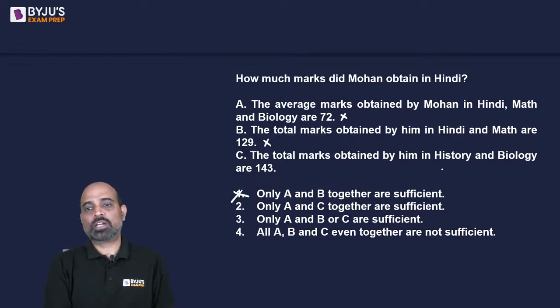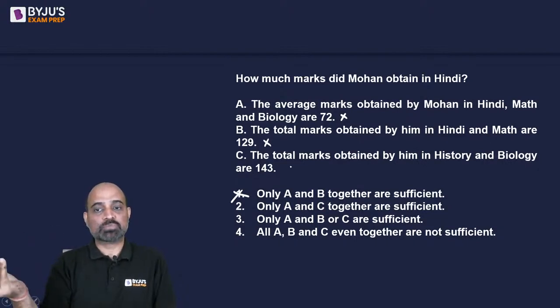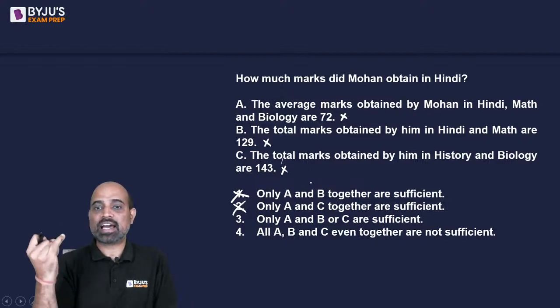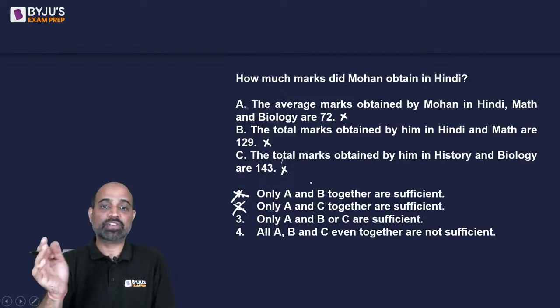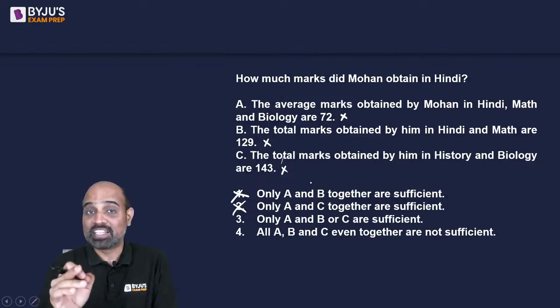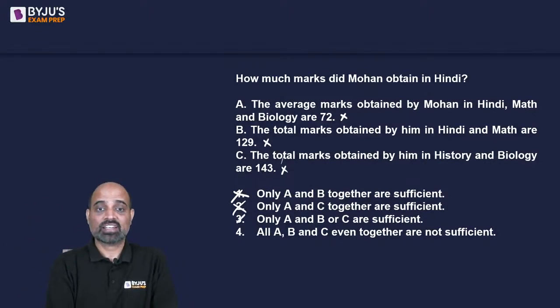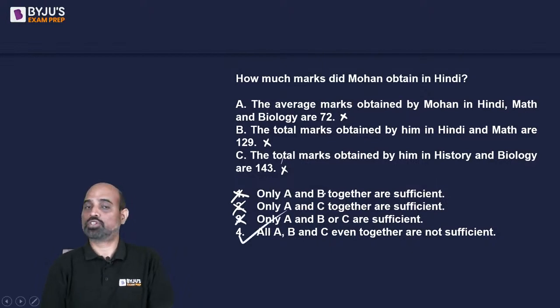The total marks obtained by him in History and Bio are 143. So if I bring in History and Bio along with Hindi, Math and Bio, I will have a new subject History and the existing subjects Hindi and Math. So even A and C will not help. And if I include all of them, then I will have Hindi, Math and Bio, then I will have Bio from the second, and then I will have History from the third, but Hindi still won't come, right? So the answer is going to be the fourth option.